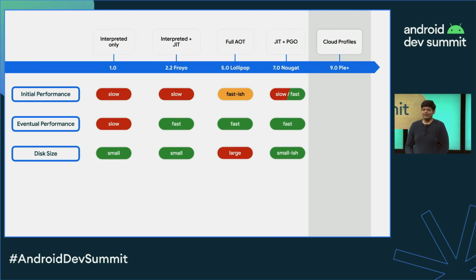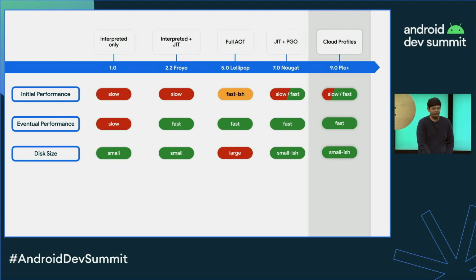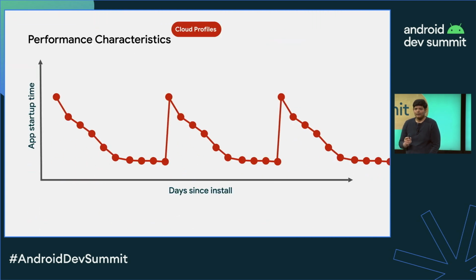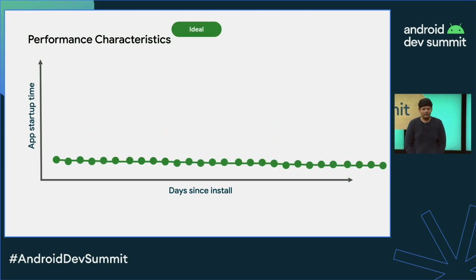Okay, now let's go back to the table. We've improved on initial performance because now we have cloud profiles from other devices supplanting profile information generated on your device. Let's look at the curve again. This is the curve as it stands today during Android 9. What we really want is this: we want app startup to be fast in the beginning, and we want it to remain fast.